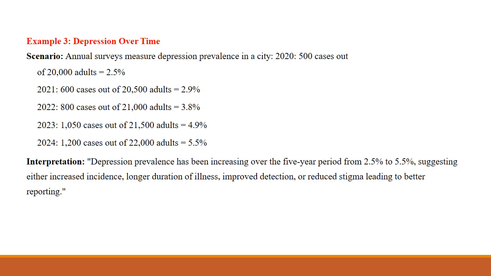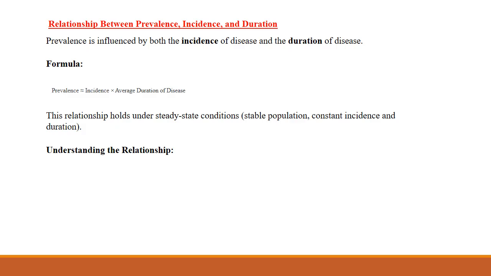Now we can interpret our results: the depression prevalence has been increasing over the 5-year period from 2.5% to 5.5%, suggesting either increased incidence, longer duration of illness, improved detection, or reduced stigma leading to better reporting. Relationship between prevalence, incidence, and duration. Prevalence is influenced by both the incidence of disease and the duration of disease. Formula: prevalence is approximately incidence times average duration of disease.